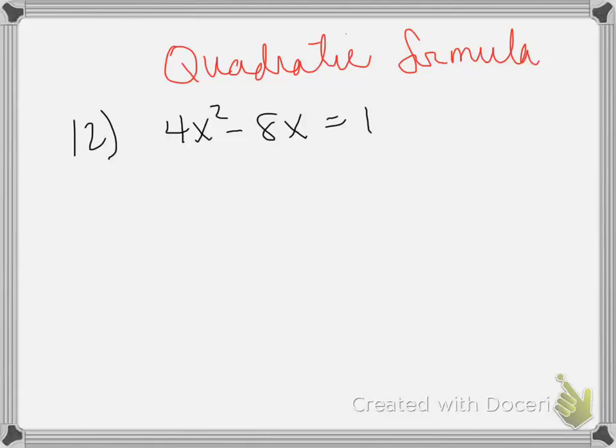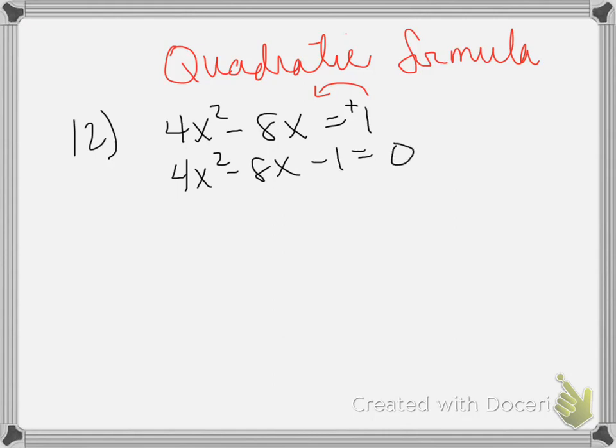All right, here is the quadratic formula. This is number 12. We have 4x squared minus 8x equals 1. Remember, in the quadratic formula, we want all the variables, we want it in standard form, so we're going to move the 1 over. And so it's going to be 4x squared minus 8x. And we just change that positive to a negative and switch it over to the other side.